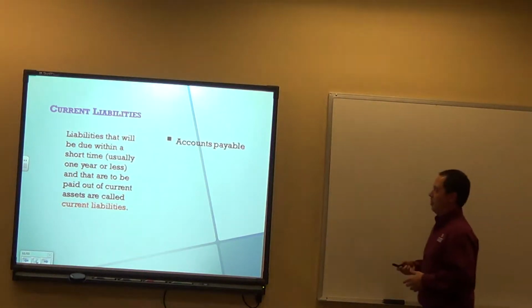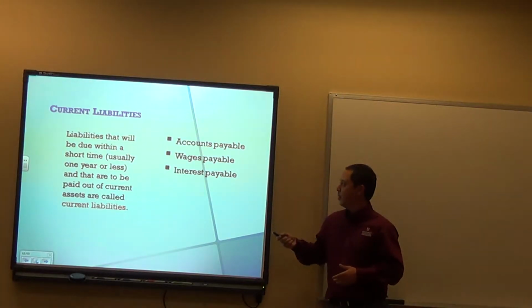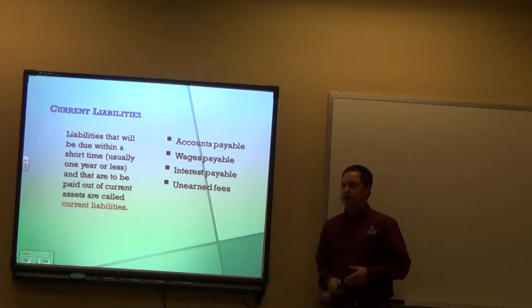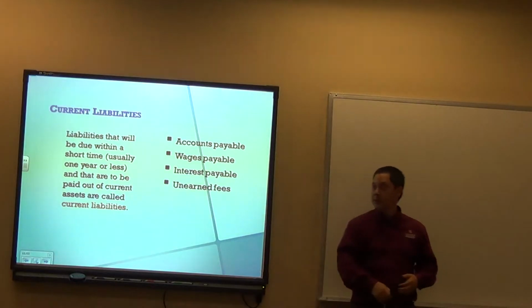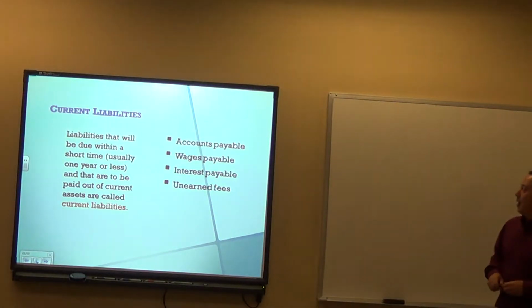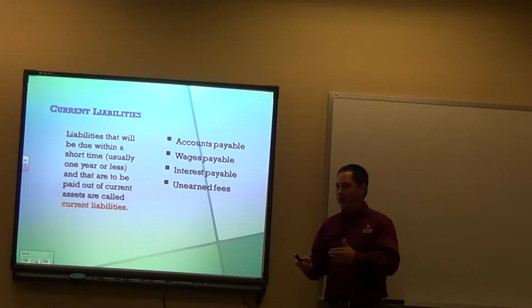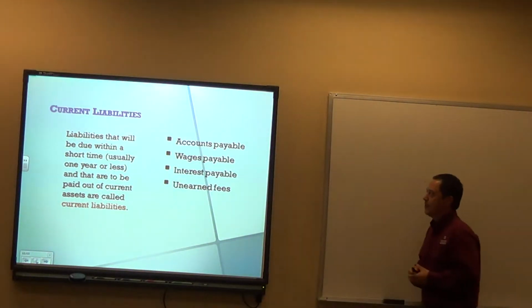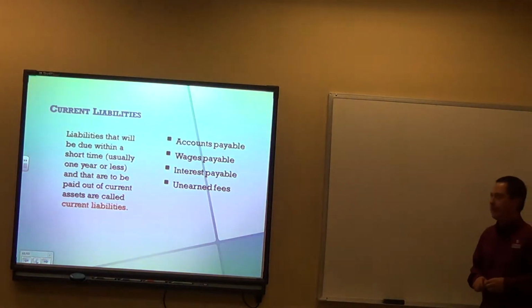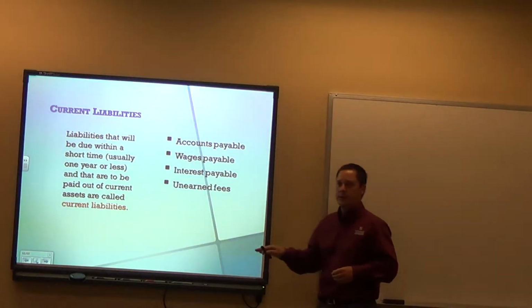And so there's your accounts payable, wages payable, interest payable, and unearned fees. We expect, hopefully, that we earn those fees. And then obviously your interest payable and all that, same thing. Wages payable really should be only a few weeks, typically. All right, questions on current liabilities?